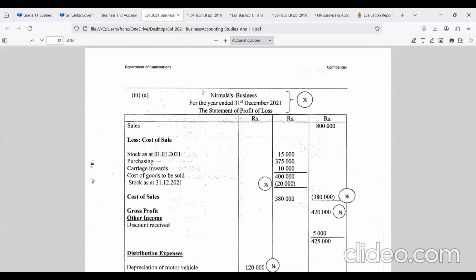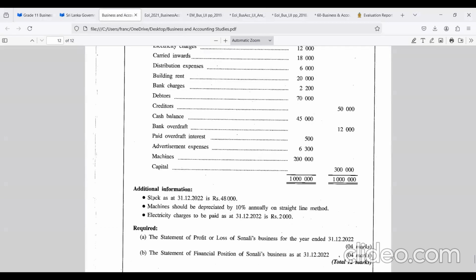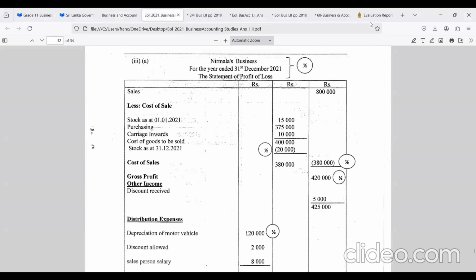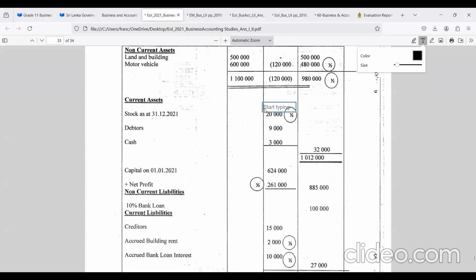So I'll use a different marking scheme, 2021. I'll record in that. So closing stock should be recorded in the P&L, right? Under closing stock, 48,000. Again, we have to record under current asset, 48,000, right?